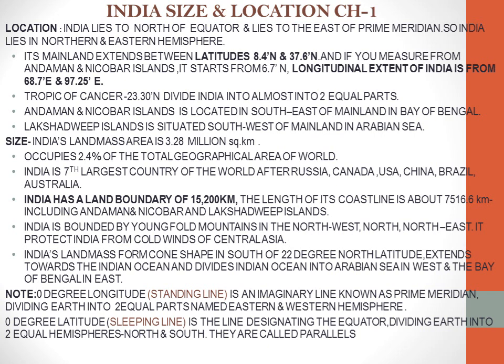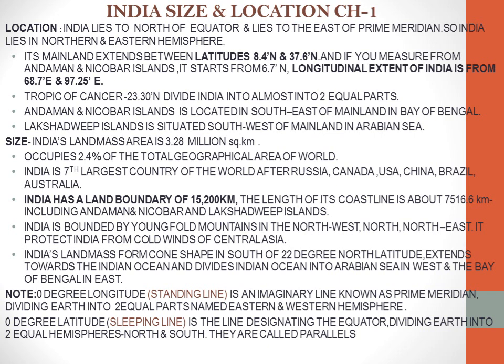Now, India is bounded by young fold mountains, as we call them, the Himalayas. They are in the northwest, north and northeast of India. They protect India from the cold winds of Central Asia. Now India's landmass forms a cone shape in the south, starting from 22 degree north latitude, and it extends toward the Indian Ocean, dividing the Indian Ocean into three parts, that is Arabian Sea in the west, Bay of Bengal in the east and Indian Ocean in the south.